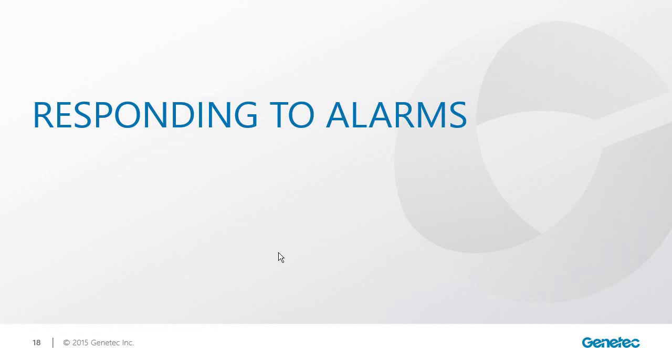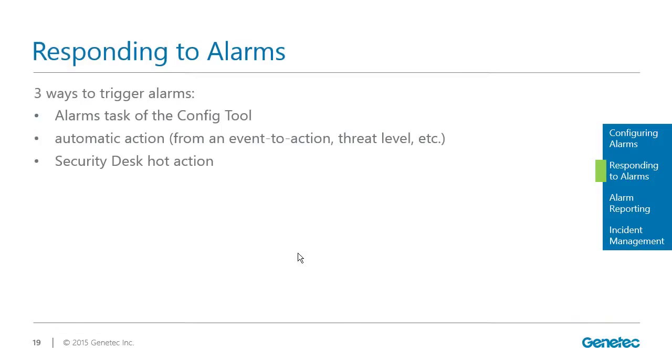Okay, so our next subject is how to respond to alarms. There are 3 ways that we can trigger alarms. Basically we can do this through the alarm task in the config tool. We can do this through an automatic action, which can either be from an event to action like we saw previously, or we can add them to threat levels. And the last way is to use a hot action in Security Desk. So we're going to take a look at each one of these.